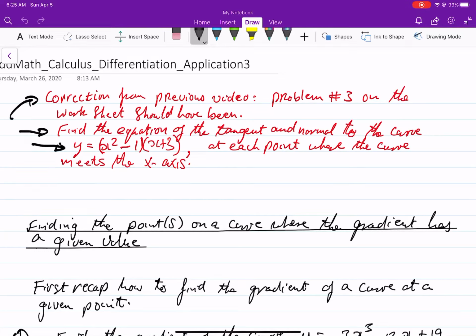Okay, I'm back and we're going to continue our work on differentiation and its applications.